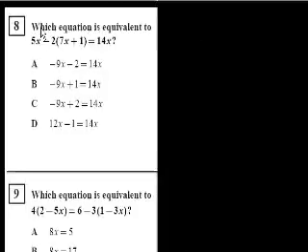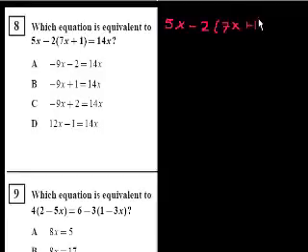Alright, we're on problem number 8, and they ask us which equation is equivalent to 5x minus 2 times (7x plus 1) is equal to 14x. So I'm guessing they just want to simplify this a little bit and see if we get to one of these choices. So let's do that. We start with 5x minus 2 times (7x plus 1) is equal to 14x. Now this is, I think, the most obvious thing to simplify.